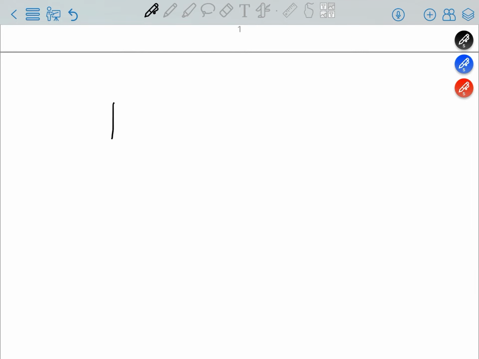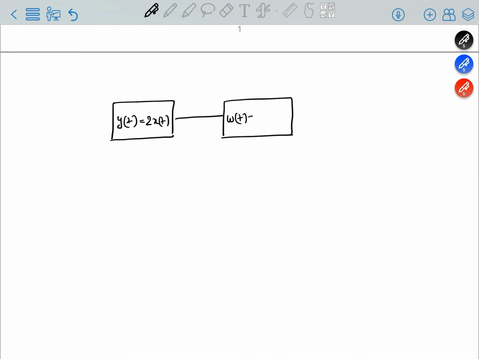Suppose again we'll see the cascading property. If y(t) is 2 of x(t) and we cascade it with its inverse system, that is w(t), which is represented by 1 by 2 y(t), then the output will be x(t). So this is the property of an invertible system.